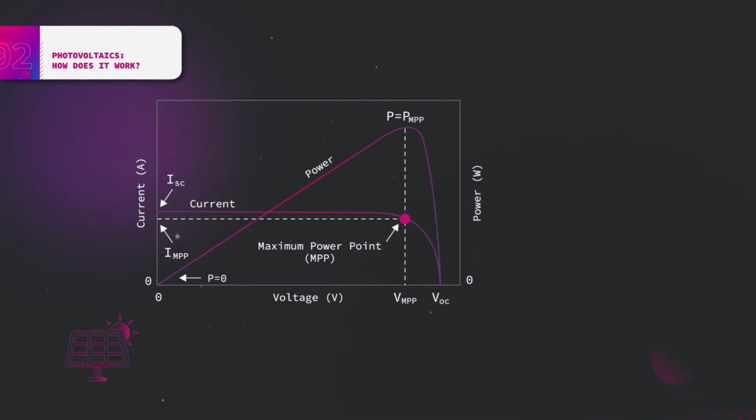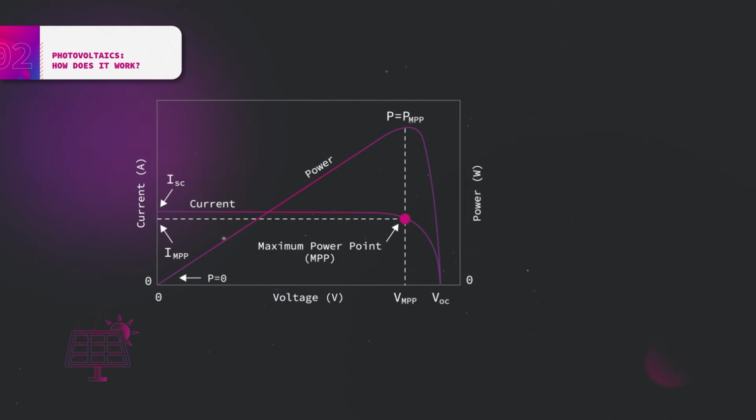With increasing irradiation, short-circuit current, open circuit voltage, and thus the power output increase as well. Increasing temperature leads to a relatively small increase in the short-circuit current, but a relatively high decrease in the open circuit voltage, resulting in a power output decrease.